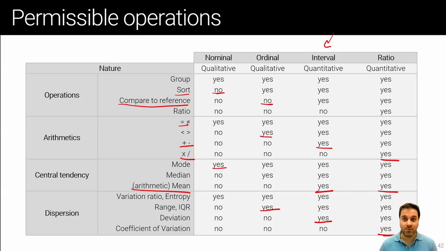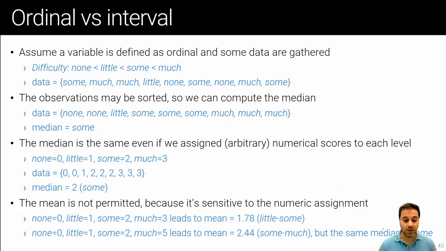Let me show you a couple of examples. Here we are going to talk about ordinal variables versus interval variables. Let's assume a variable is defined as ordinal, and we just gather some data. Let's say we are measuring somehow the difficulty of something. And the possible values are none, which comes before little, which comes before some, which comes before much. Let's say the data we gather is some, much, little, none, some, none, much, some. Now, the observations may be sorted, of course, depending on this scale we defined here.